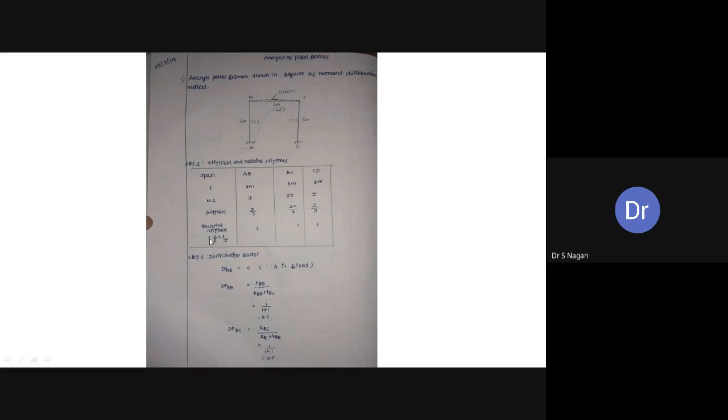Then comes relative stiffness. We need to make this a whole number. To do that, we can choose a common multiplier. Say, I can multiply this stiffness by 3 by I. If I multiply by 3 by I, I'll get 1 here. Similarly, 2I by 6 times 3 by I, 3 by 6 is a half, times 2 gives 1. And similarly, if I multiply 3 by I here, I'll get 1.